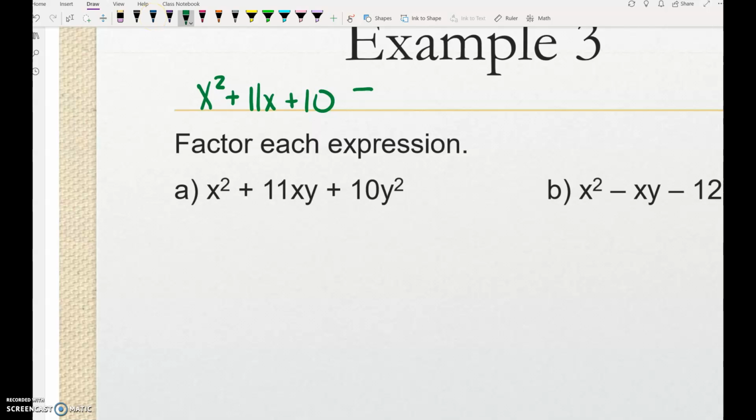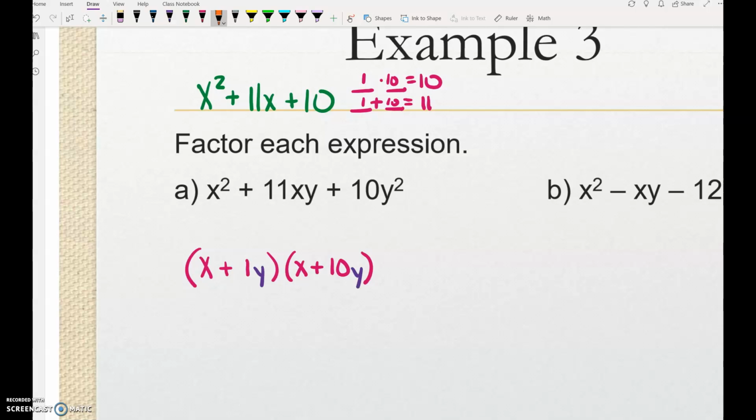Okay, so if the y did not exist, we're just kind of pretending for a moment that the y doesn't exist. We'd be multiplying to get 10 and adding to get 11. That would be 1 times 10. So the factored form would be x plus 1, x plus 10. Do you notice that I left a little bit of space between the number and my end parentheses? Is it a y? That's where the y goes.